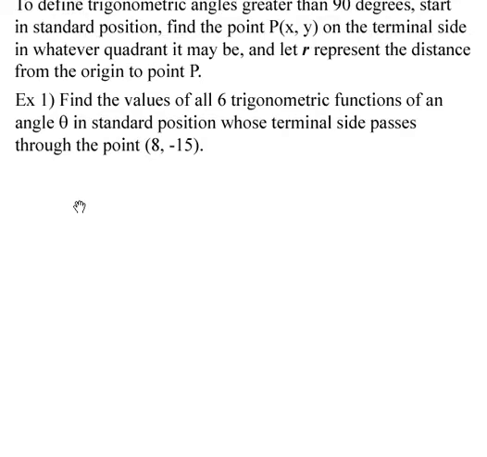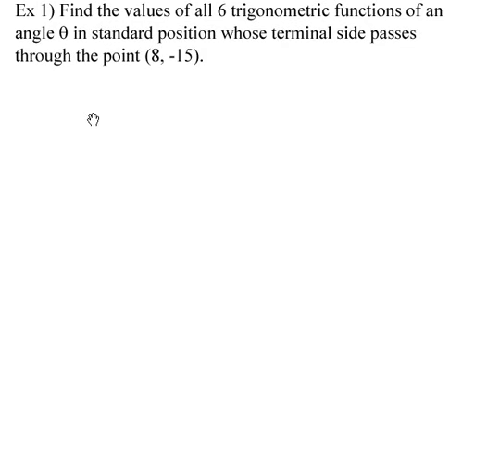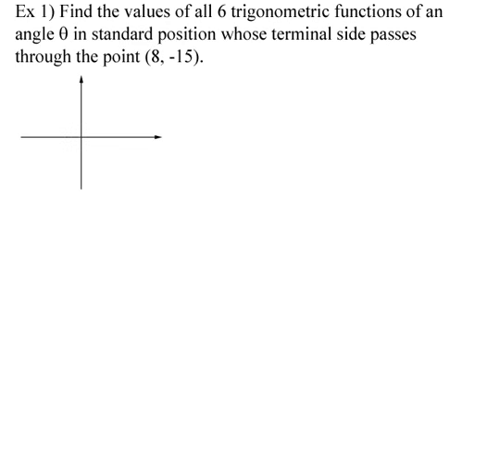So in example 1, we're going to find all the values of all 6 trig ratios of an angle theta in standard position whose terminal side passes through the point (8, -15). So here's the situation that we have. We've got the initial side starting on the positive x-axis. We're rotating our angle counterclockwise. Here's our terminal side, and this point is the point (8, -15).